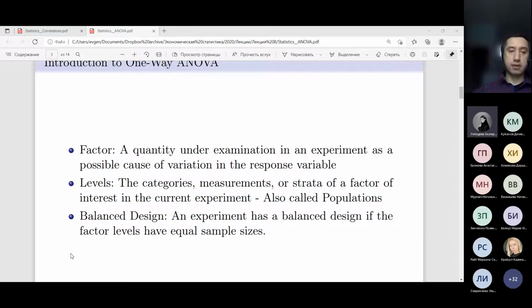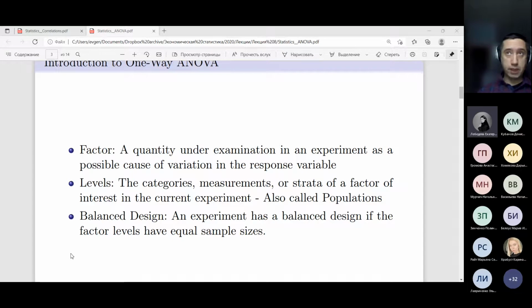And the third important element you have to consider is whether your design is balanced. The design of your experiment is balanced if factor levels have equal sample sizes. What does it mean? Levels are, we can say, subsamples. For example, our factor is occupation. There are three occupations: self-employment, paid worker, and unemployment. If the sample of self-employed, the sample of paid workers, and the sample of unemployed are all the same size, we can say that our design is balanced.